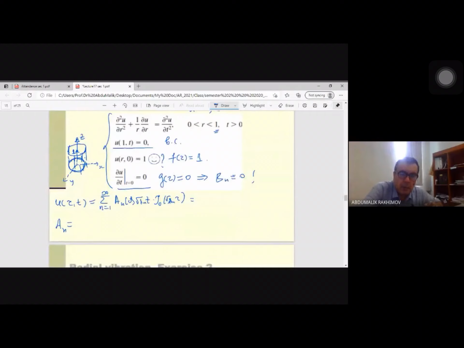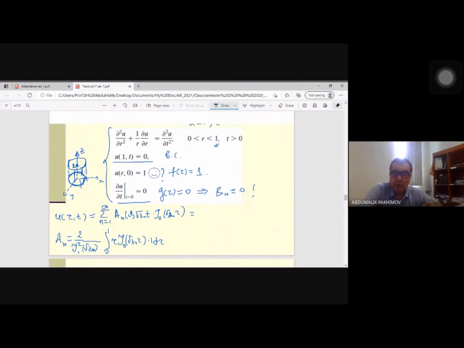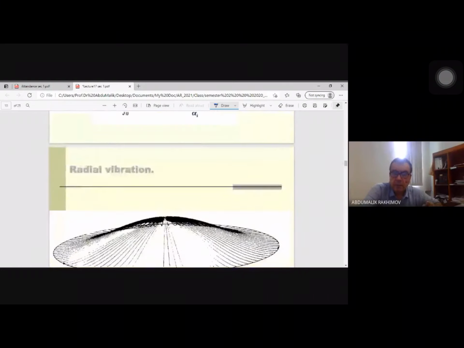So 2 over J1 squared of root lambda n, times the integral from 0 to 1 of r J0(root lambda n r) times the function, which is 1, dr. So we needed to evaluate this integral, and for this integral you have a formula. I gave you a formula on this slide. Okay?